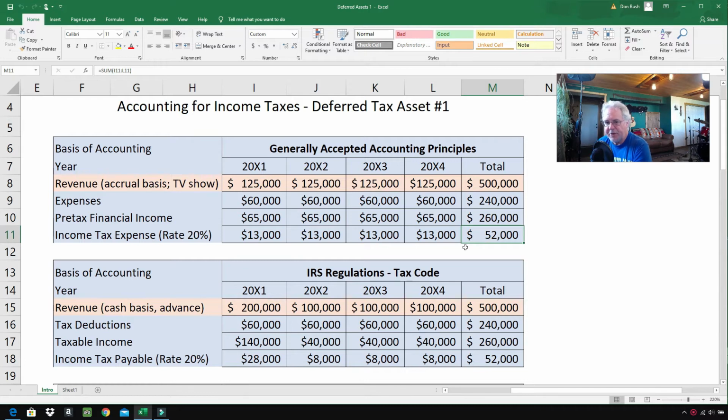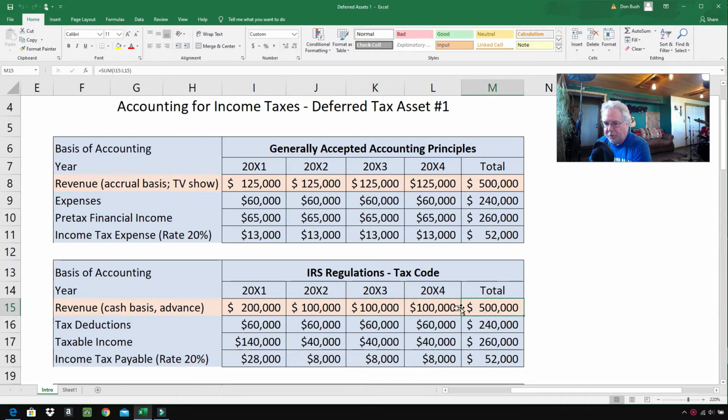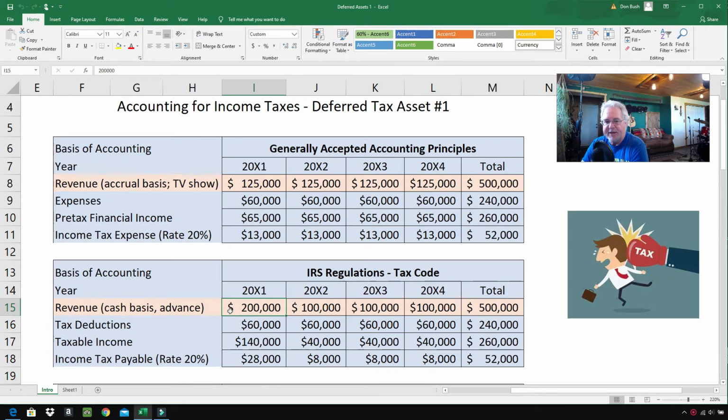Now coming down to the IRS regulations, the tax code, filling out tax forms, it's a different story. So when it comes to revenue, When We Get To It Construction is going to be paid $200,000 in advance in the first year. And then they will be paid $100,000 in the following years, with a grand total of $500,000. Now this $500,000 matches what is going on under GAAP. So we have a total revenue of $500,000, but the only difference is, according to the IRS regulations, they are getting paid $200,000 up front in advance.